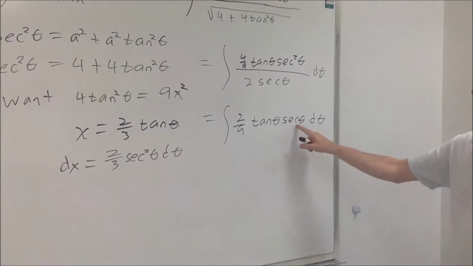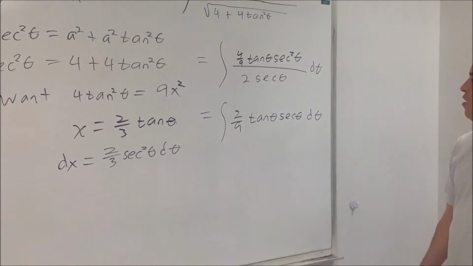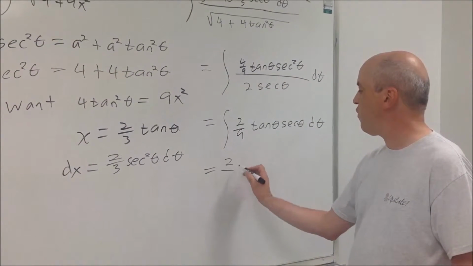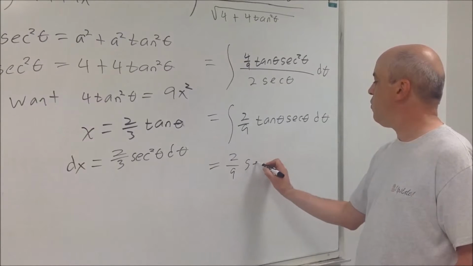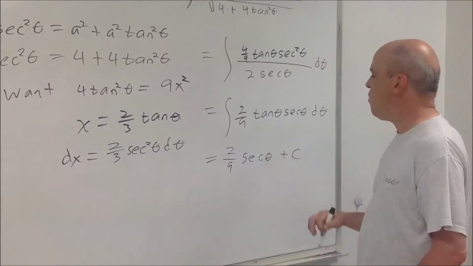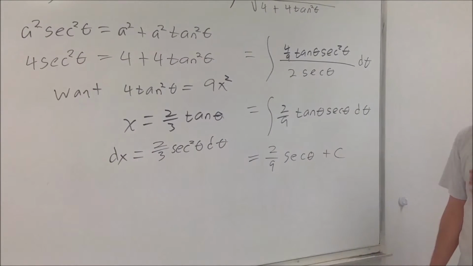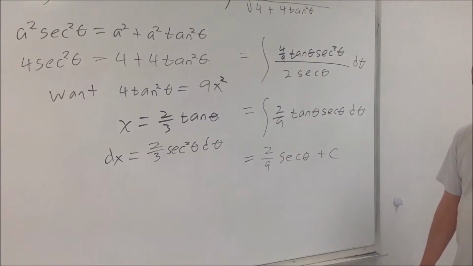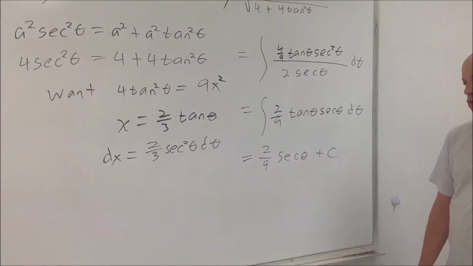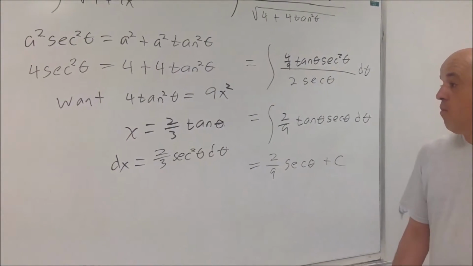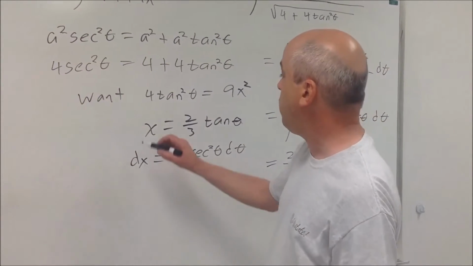Okay, now tangent theta times secant theta happens to be the derivative of secant, so that makes our lives a little easier here. Integration is not going to be difficult: 2/9 secant theta plus c. But now we do run into an issue. How am I going to get secant theta back in terms of x? So you're going to have to go back and maybe review reference triangles from trigonometry, or hopefully what I show you now will be good enough.